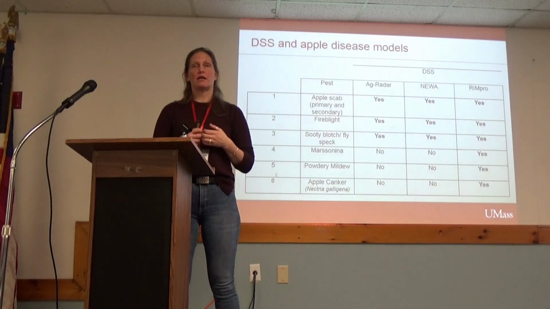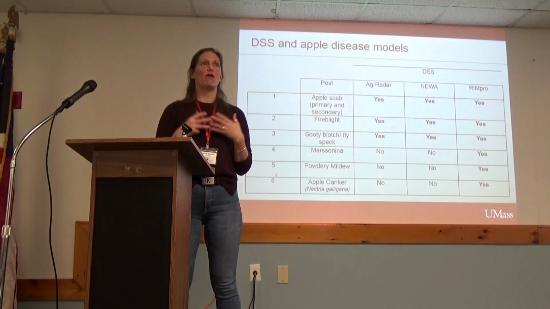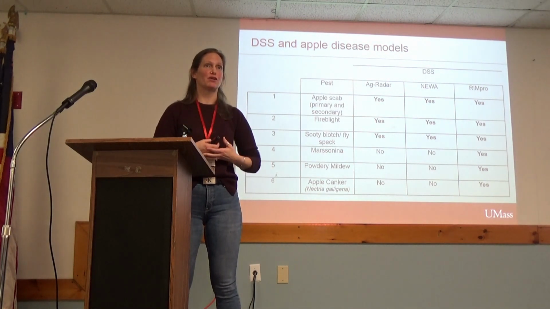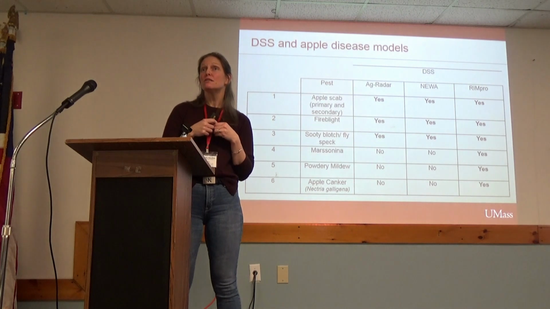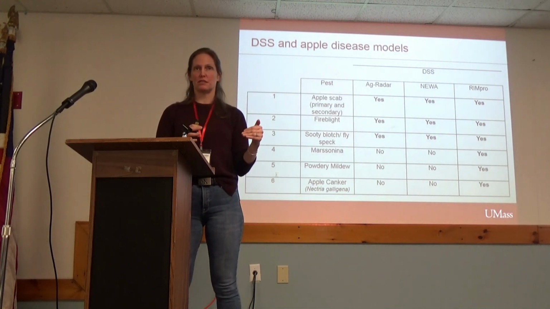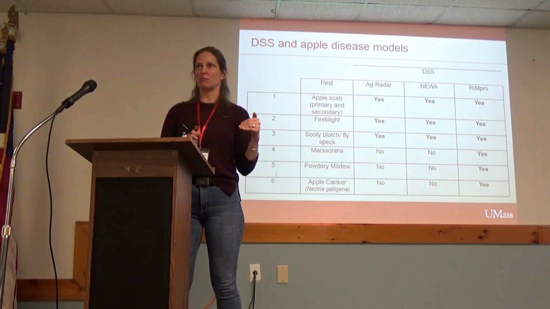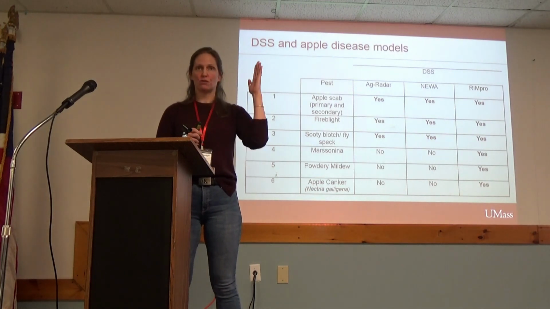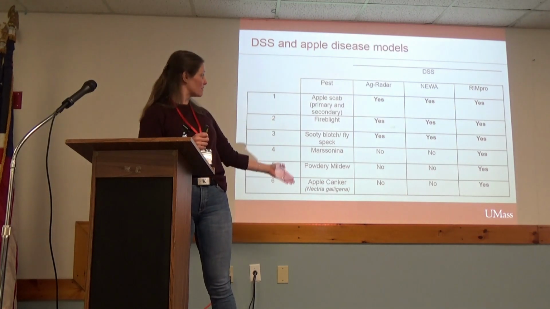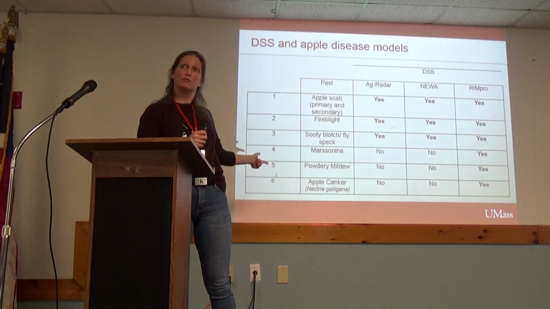So we could spend an awful lot of time going over all of the bits and pieces that are folded into this decision support system. However, you might come at me with pitchforks and torches. So I'm just going to really quickly cover that we've got 6 different diseases that we have a potential to have a model for, and which decision support has them. So as you can see, RIMPRO has the most decision support system models available for you.